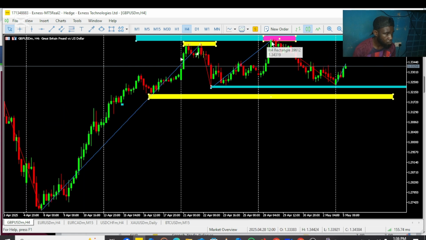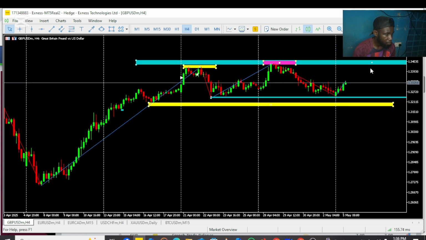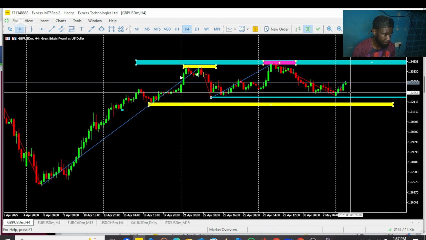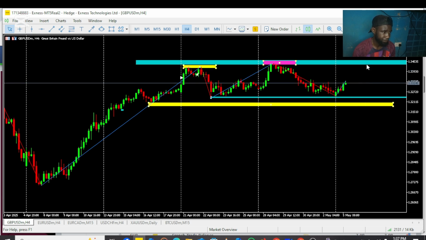Since this zone is a stronger zone, the market finds it difficult to break it. So looking at the 4-hour time frame, the trend is uptrend.